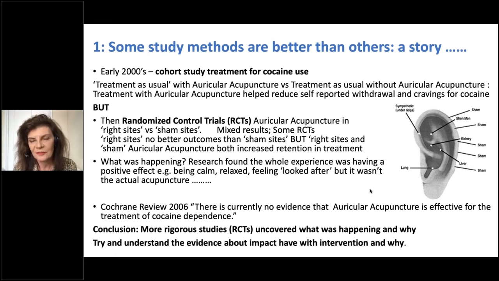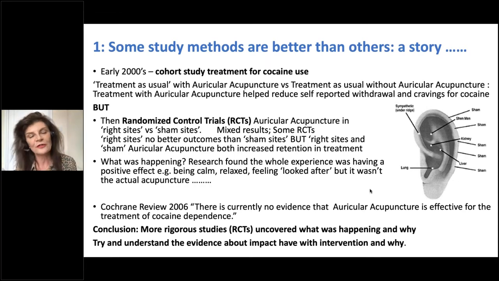But what was happening? Well, the researchers concluded that actually the whole experience of auricular acupuncture was having a positive effect, i.e. being sat down, being calm, having a cup of tea, people feeling looked after, etc. But the impact wasn't actually due to the auricular acupuncture in the ears. Some years later, there was a Cochrane review, and that basically concluded that there is no evidence that auricular acupuncture is effective for the treatment of cocaine dependence.